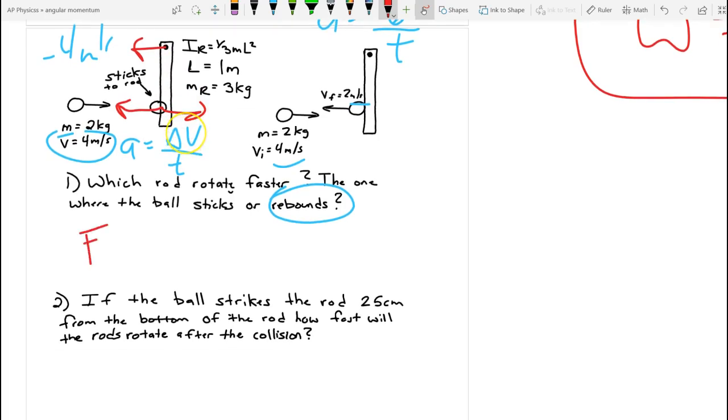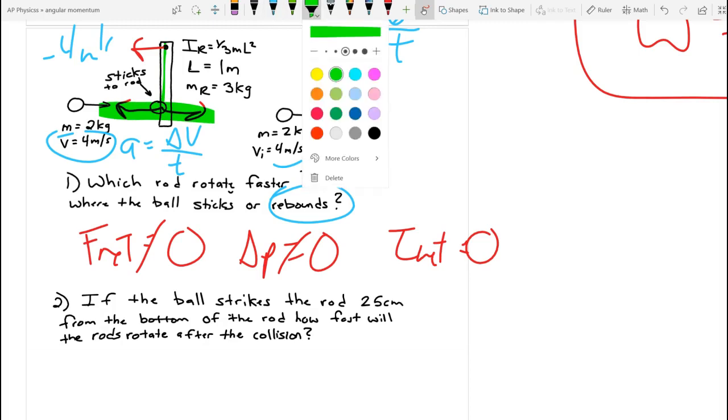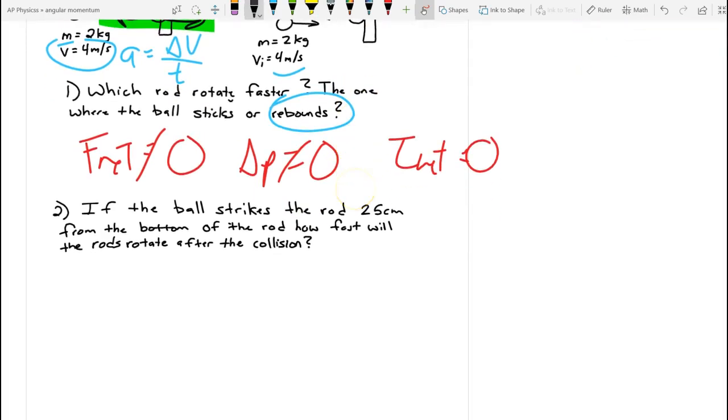F net, I've written this so many times, but you should do the same, does not equal 0, so the change in momentum does not equal 0, so momentum is not conserved. But torque net, in this scenario, does equal 0 because these have equal forces, equal lever arm, and this force at the top does 0 torque because the force goes through the axis of rotation. So angular momentum is conserved here. So I can do Li equals Lf.